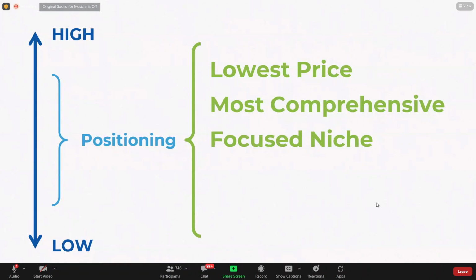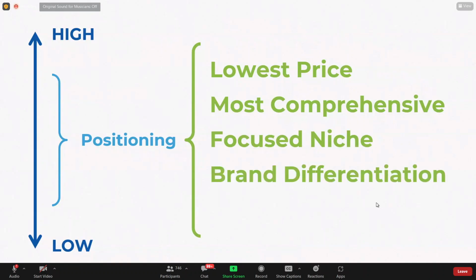Another positioning direction is brand differentiation, right? A big part of why people buy Apple is because it is Apple. It is the Apple brand. And yes, the design is nice and the technology is good and all that kind of stuff, but there's a lot about the Apple brand, right?